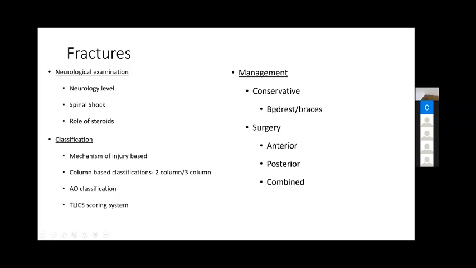Management, we discussed whether to give them bed rest, braces. Usually not necessary these days, where we can stabilize them with the screws. So most patients, if they're unstable, get an operation. Brace, there is no evidence clinically or in the literature where the brace will stabilize any fracture. So braces, when they give it, only for pain relief. It doesn't help in stabilizing it. If it is an unstable fracture, it needs operation.